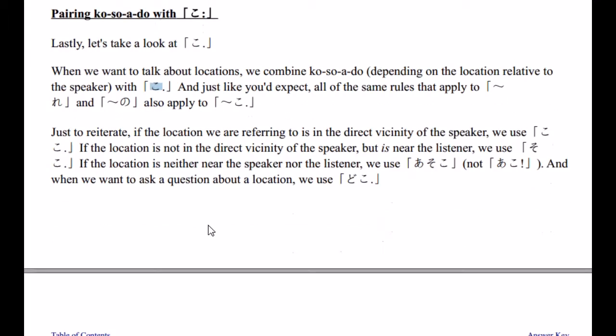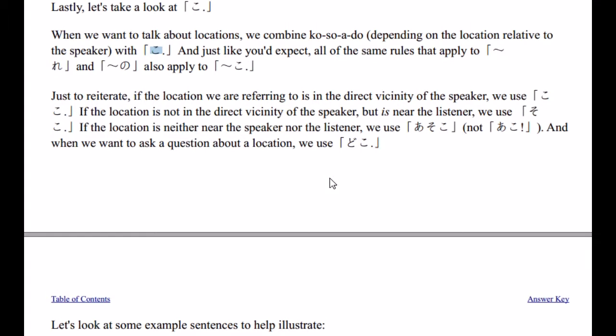So just to reiterate, if the location we're referring to is in the direct vicinity of the speaker, we would say koko. If the location is not in the direct vicinity of the speaker but is near the listener, we would say soko. If the location is neither near the speaker nor the listener, we use asoko, not ako. This is actually a little irregularity, but if we want to talk about some place that's kind of far away, we say asoko.